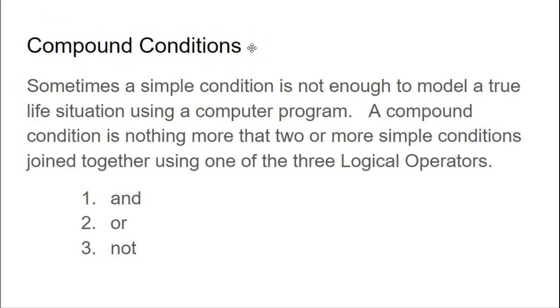Topic now is compound conditions. A compound condition is nothing more than a simple condition, or 2 or more simple conditions joined with either an and or an or. Sometimes a simple condition is not enough to model a real-life situation, and we need something more, and we can have multiple simple conditions joined by and or or to form one big, long, or short compound condition. The bottom line is a compound condition or a simple condition is still a condition, and at the end it equates to true or false.